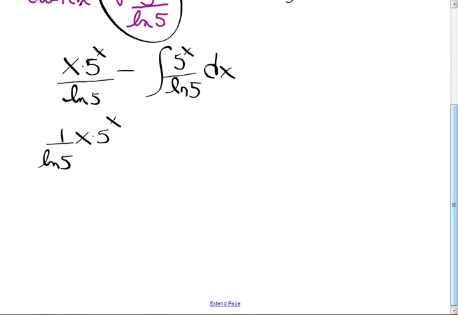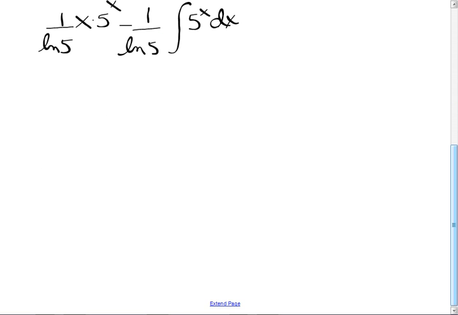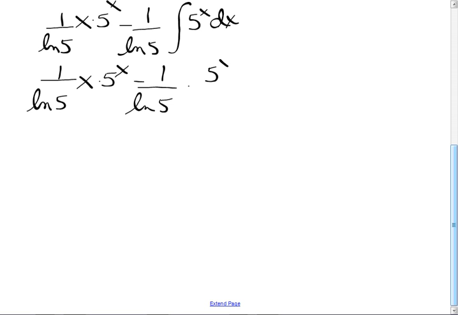So it's 1 over the natural log of 5 times x. It's the product rule. You multiply these two together, minus 1 over the natural log of 5 times the integral of 5 to the x dx. I just don't want you to get confused about these log of 5s. And this is 5 to the x over the log of 5. And you know if it's right by taking the derivative.